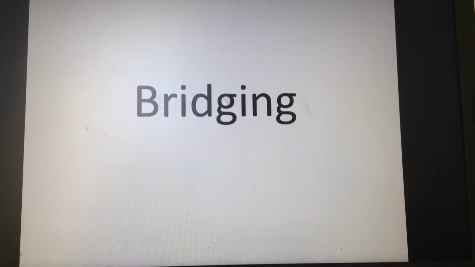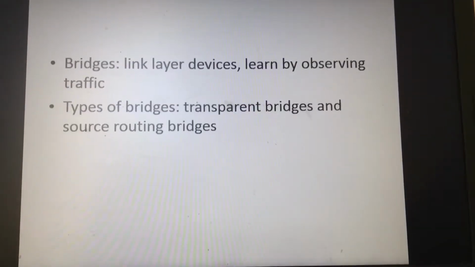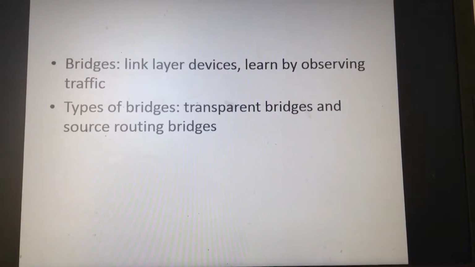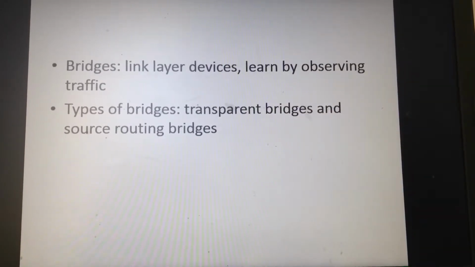Today I will talk about bridging, and this is my outline. Bridges are link layer devices, and they can learn by observing traffic. There are two types of bridges, transparent bridges and source routing bridges, and in this video I will focus on transparent bridges.